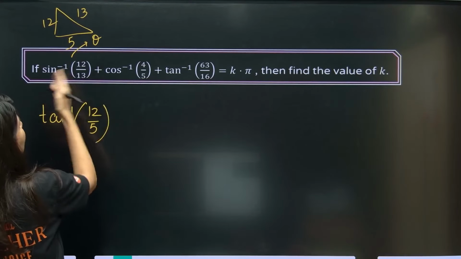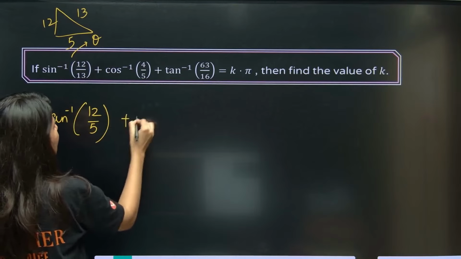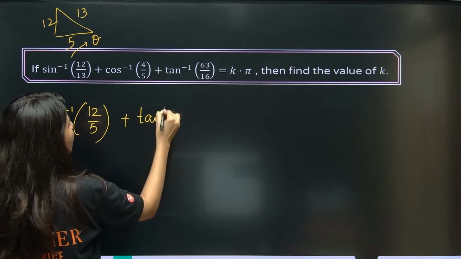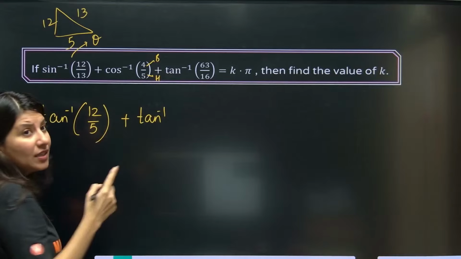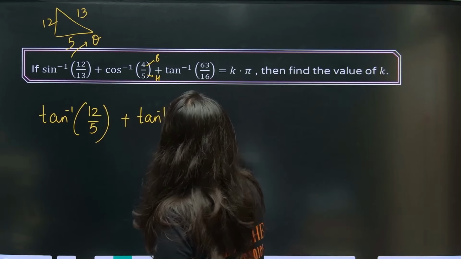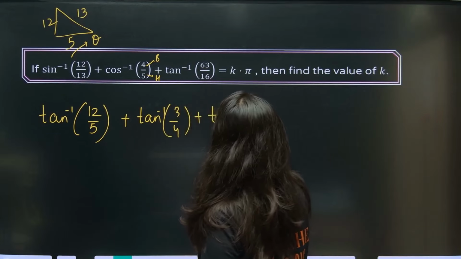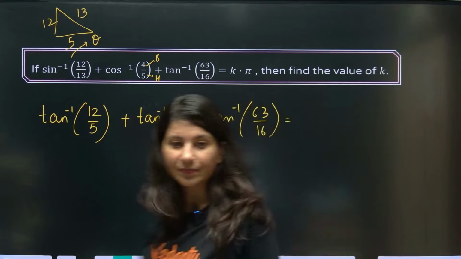If sine theta is 12 by 13, then tan theta will be 12 by 5, plus cos inverse, you have to convert it into tan inverse. So this is your base, this is your hypotenuse. I want perpendicular upon base, so 3 by 4, plus tan inverse 63 by 16 is there. Okay.